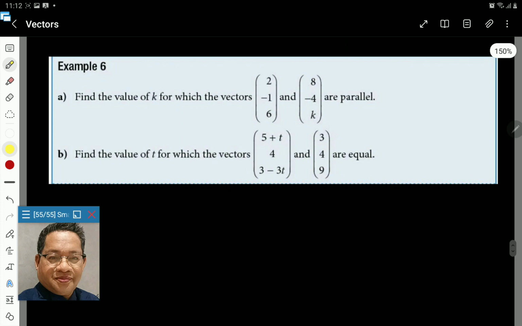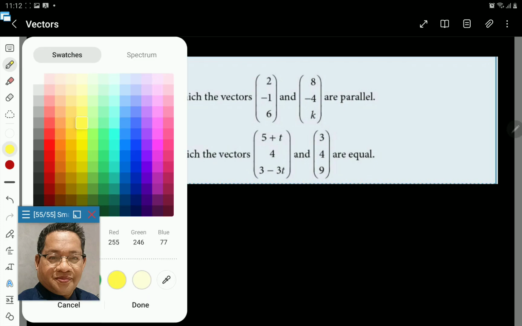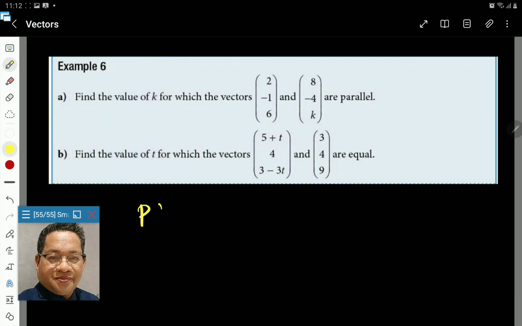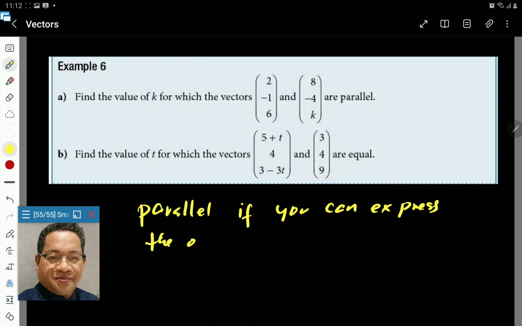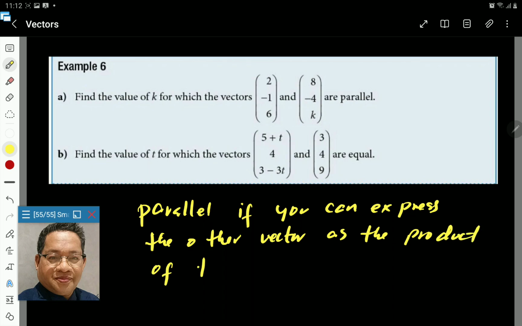Next, find the value of k for which the vectors are parallel. Again, two vectors are parallel, okay, if you can express the one vector as the product of the other.